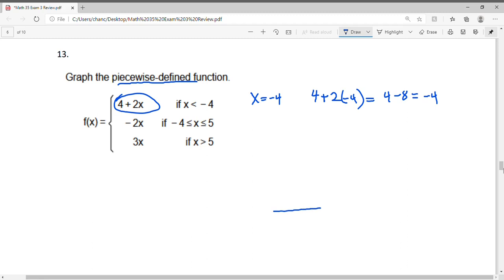We're going to plot the point (negative 4, negative 4) first.